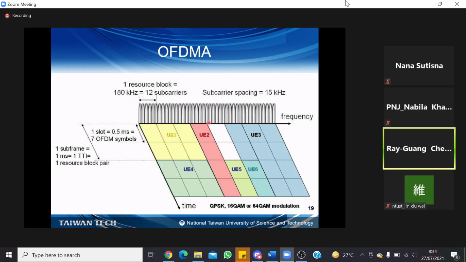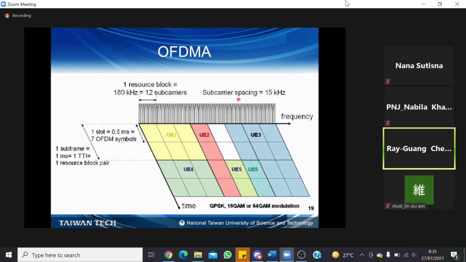The concept is you can have different subcarrier with subcarrier spacing. Here, I just want to mention in LTE, they used 12 subcarriers and one slot. This block is the unit for their resource allocation. They call it resource block. So you can see that they did not allocate resource per subcarrier, but they allocate resource for a number of subcarriers.